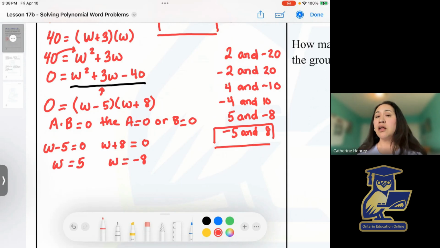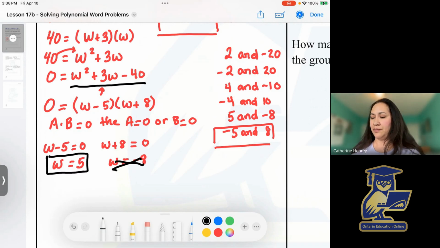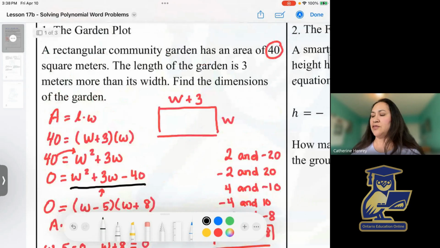We are trying to solve for the width of a garden. We know that the width of a garden can't be a negative value, so we don't use that value. Even though it came out to be one of the solutions, in the context of this question, it doesn't make any sense. So our solution for the width of the garden is 5. And in this case, 5 square meters.